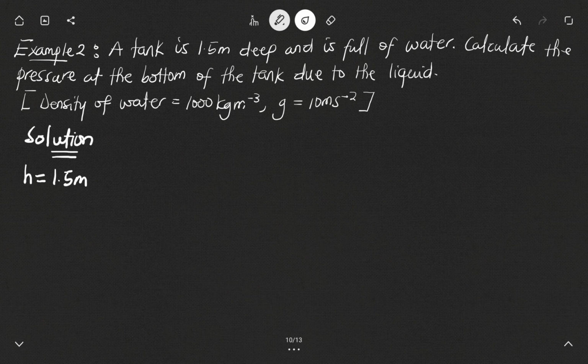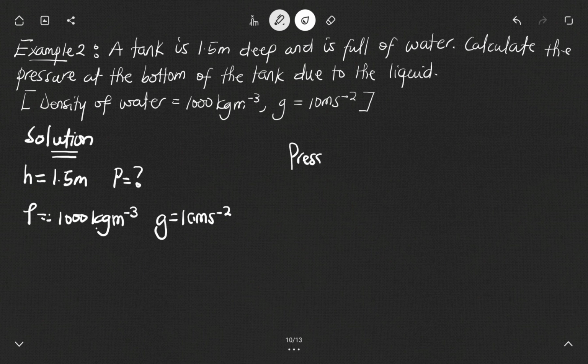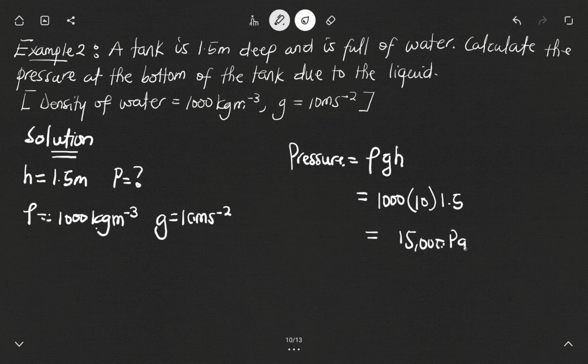So the height here is the height of the water. So we have to calculate the pressure. We don't know the pressure at the bottom of the tank. We're given density to be 1000 kilogram per meters cube, and acceleration due to gravity to be 10 meters per second squared. Now we know that pressure in liquid is equal to the density multiplied by gravity multiplied by the height. That is for pressure or hydrostatic pressure. The density is 1000, acceleration due to gravity is 10, and the height is 1.5. It's already in meters, so it is very good for us. So if I multiply 1000 by 10 and by 1.5, I'm going to get 15,000 Pascal, right? Which is equal to 15 kilo Pascal or 15 bar.